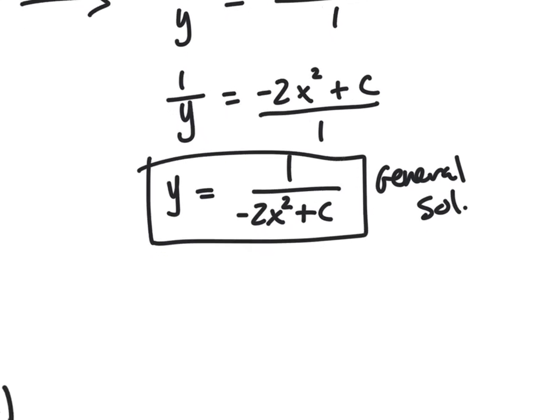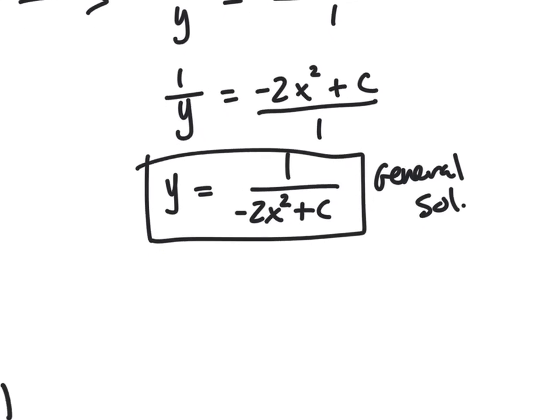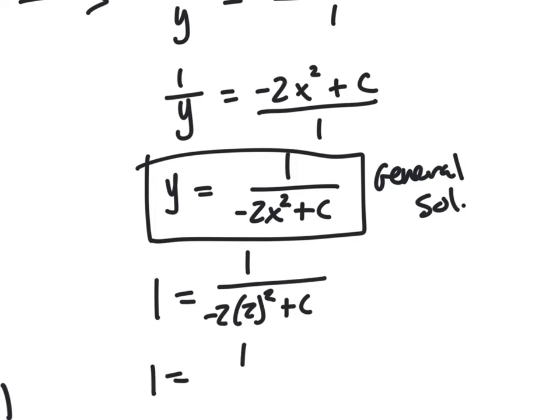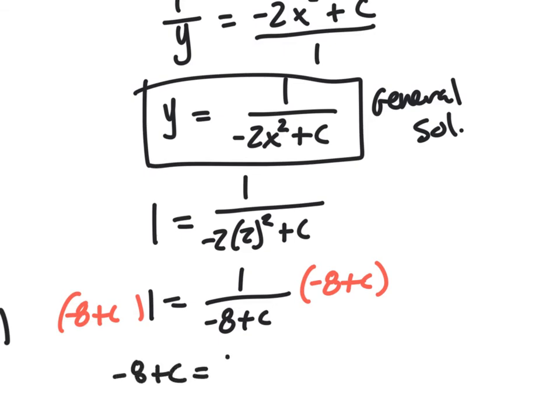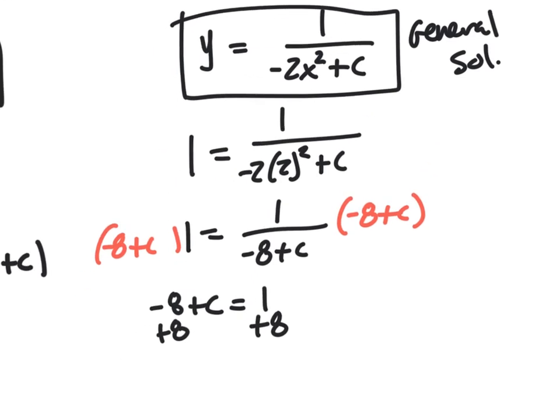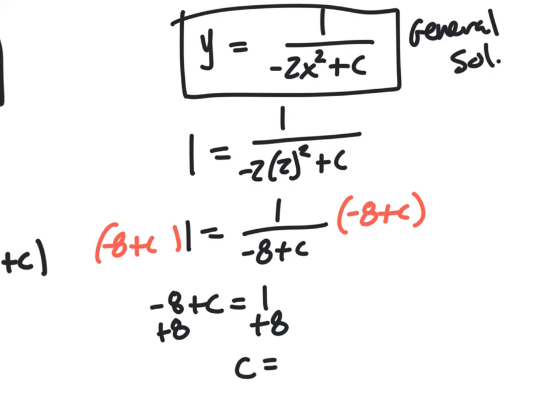All right. Now, what I could do here is plug in 1 for y and 2 for x. So I get 1 over negative 2 times 2 squared plus c. And this is going to give me 1 over negative 8 plus c. If I move that to the other side, I multiply by negative 8 plus c, and so I get negative 8 plus c is equal to 1. And if I add 8 to both sides, then I get that my value for c is equal to 9.